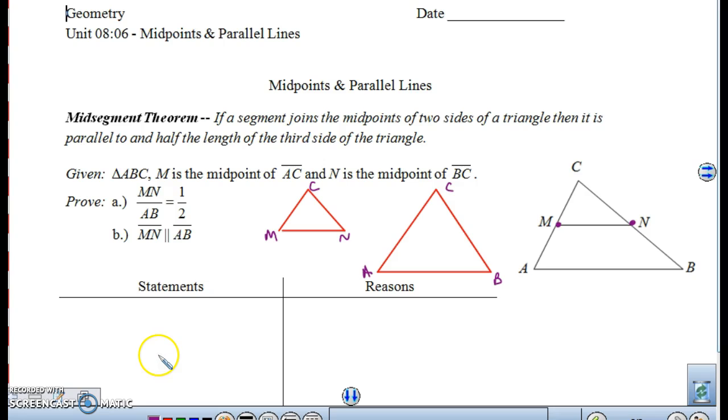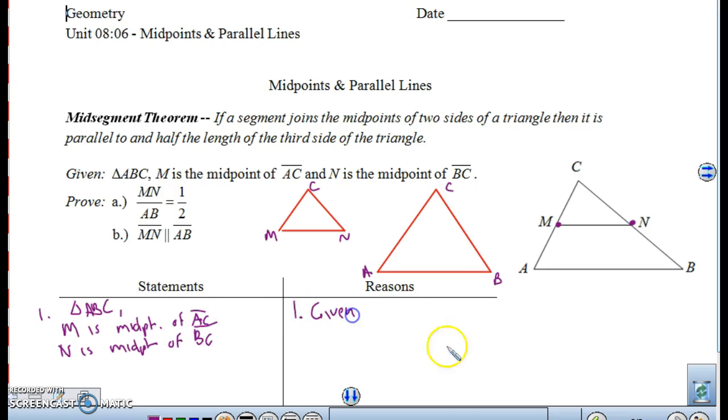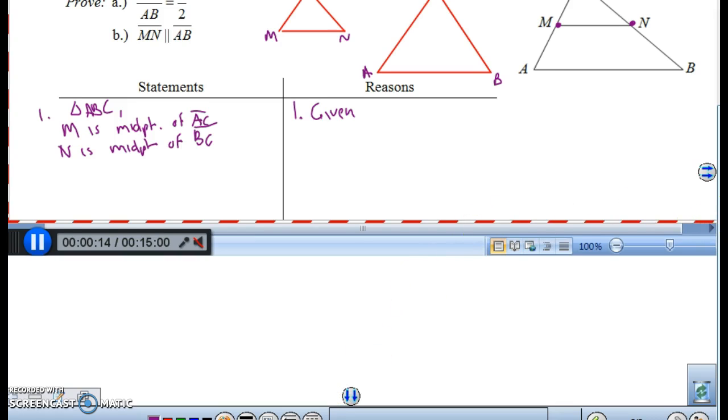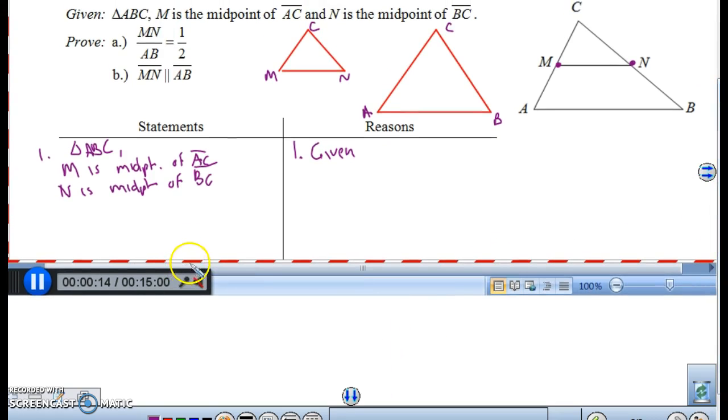All right. So let's go by what we're given. We're probably going to prove that these two triangles are similar so we can get the ratio correct. So we know in triangle ABC, M is the midpoint of AC and N is the midpoint of BC, and that's given. All right, so we're probably going to want to prove that the triangles are similar so that we can prove that the ratio is 1 to 2. Sorry, got a little ahead of myself there.